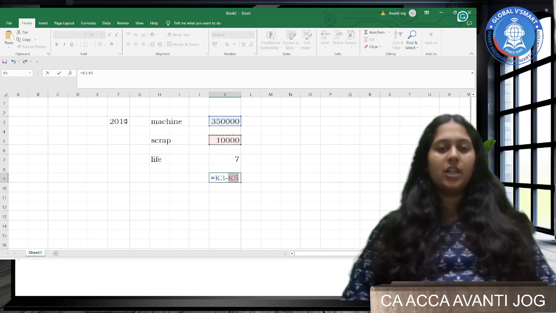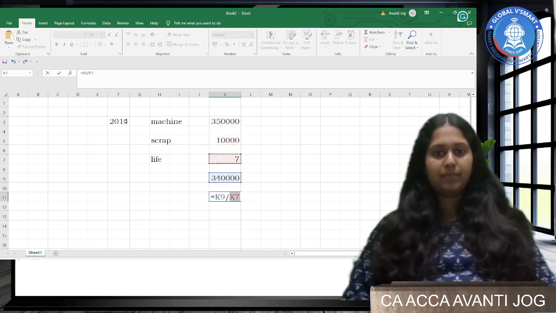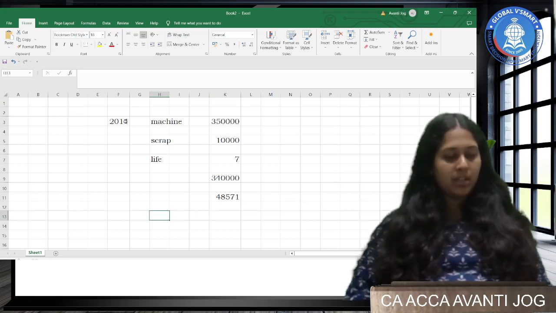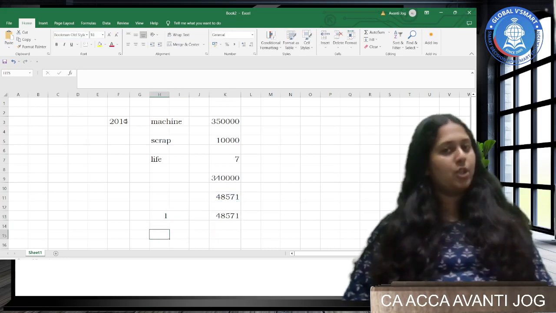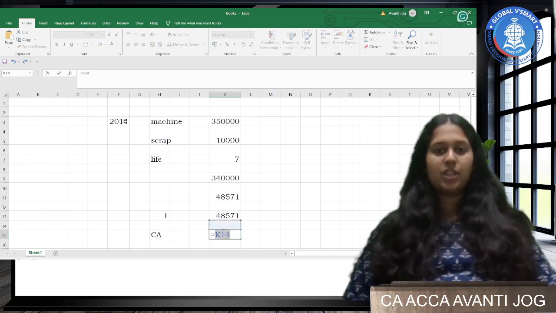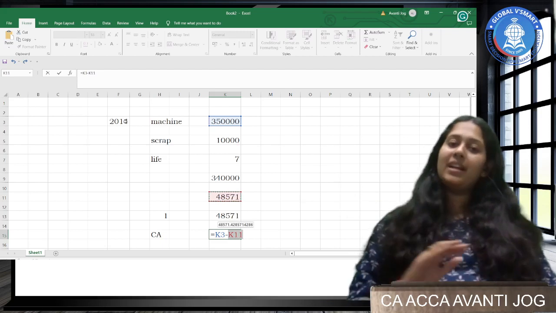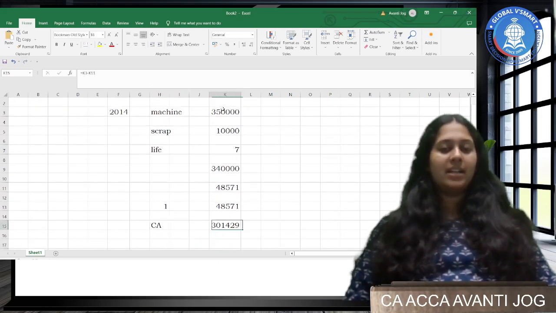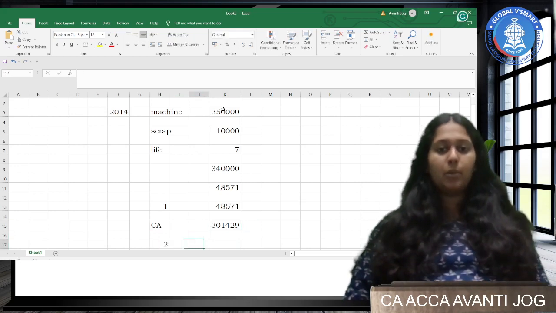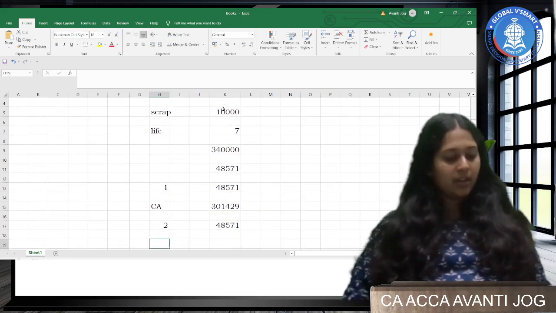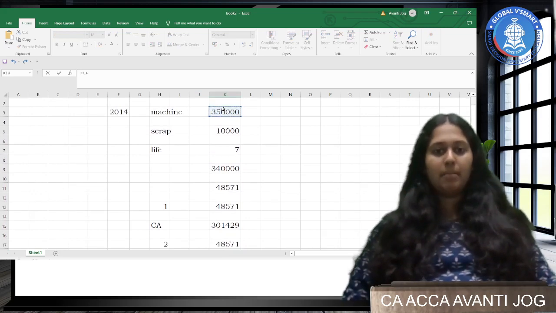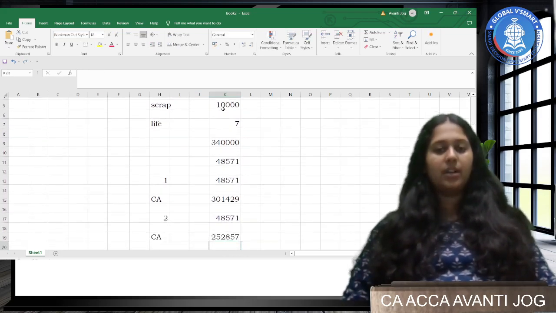So what do I do? Original cost minus scrap value, that divided by the useful life. So every year depreciation is almost 50,000, roughly 50,000. Year one depreciation, since it is SLM, depreciation will be same every year. After I deduct the depreciation, I can get the carrying amount. For the purpose of calculating depreciation, I take scrap value, but depreciation will be deducted from the original cost. So this is my carrying amount, that is cost minus accumulated depreciation. In year 1, accumulated depreciation is nothing because only one year has passed. In year 2, I'll show you how the accumulated depreciation works. So in year 2, we will have original cost minus year 1 depreciation minus year 2 depreciation.